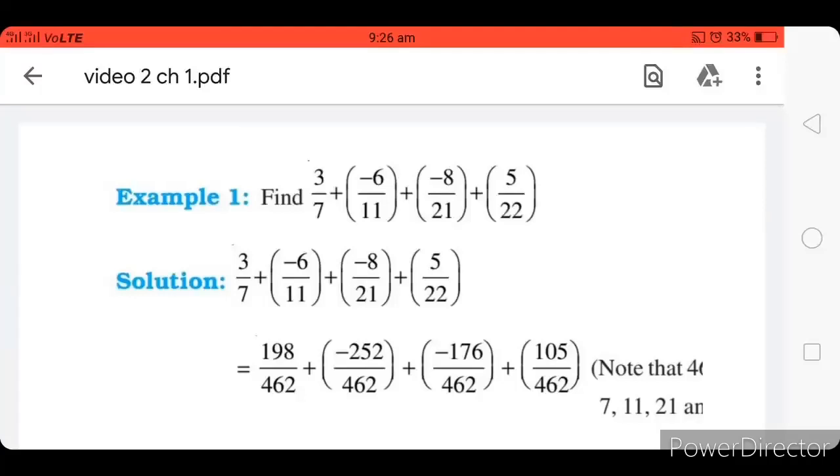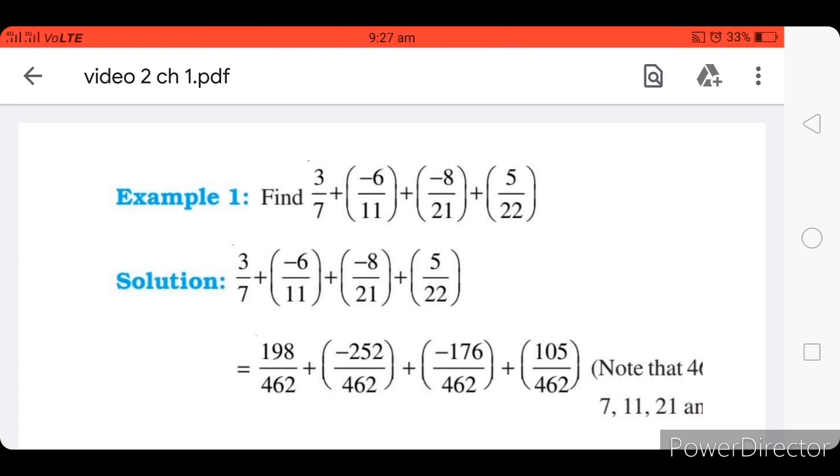Welcome students in the second lecture of chapter 1. In the previous video we have done all the properties related to rational numbers. Now we will see how those properties are used in the problems, in the numbers.